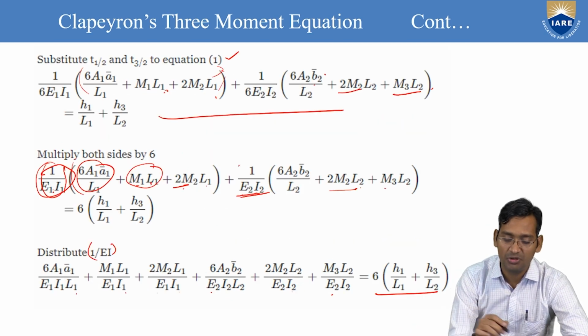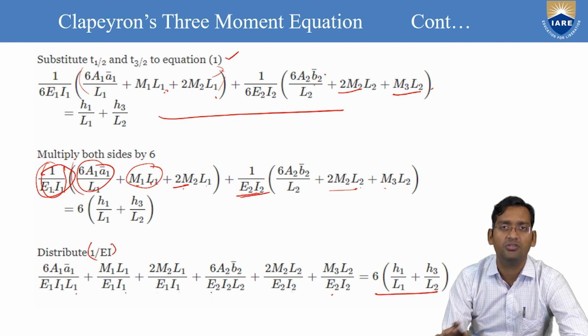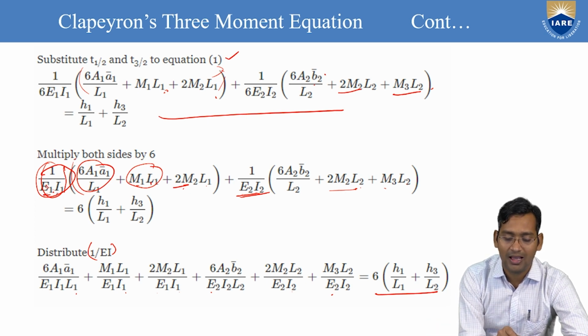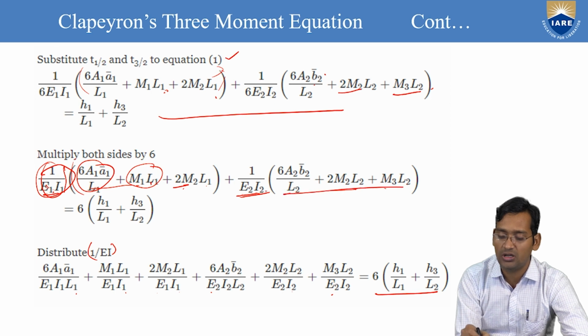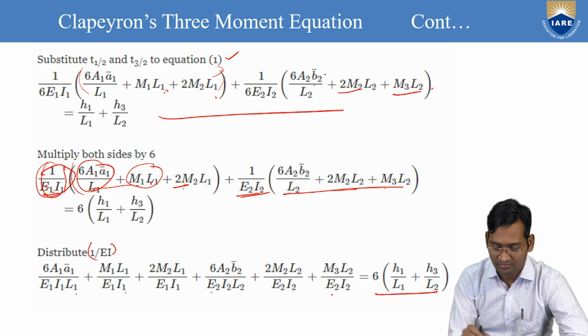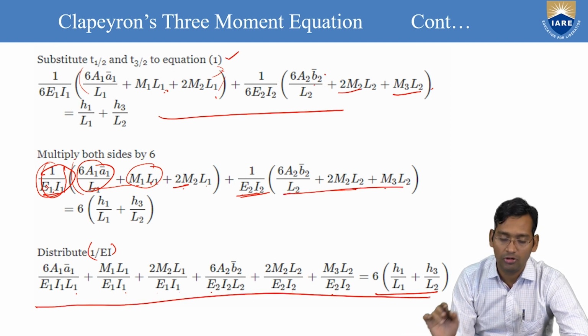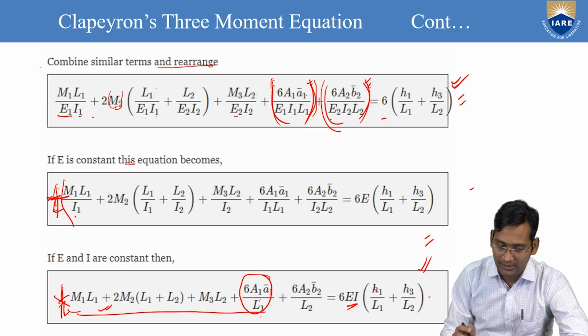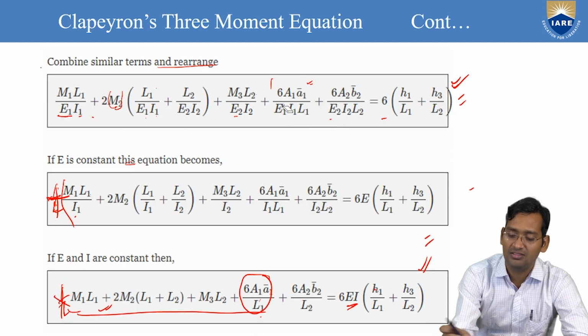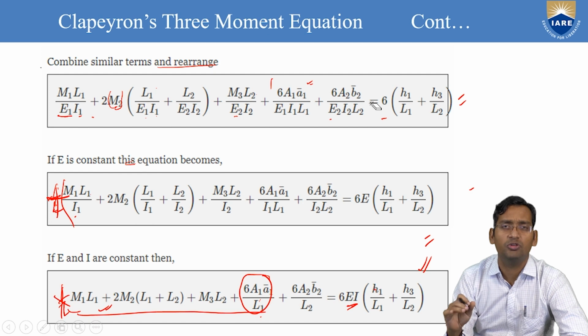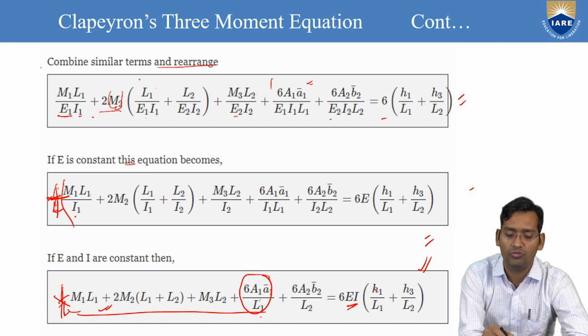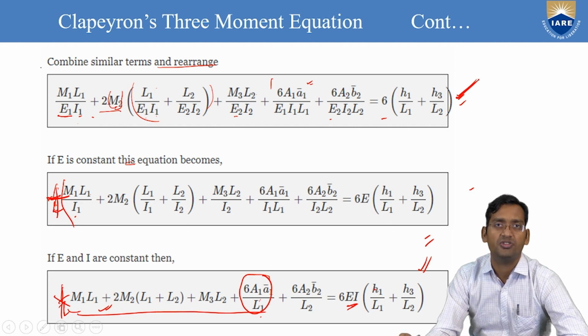Now, these are just simplifications. Just multiply by 6. Then multiply by EI inside, and here with these two terms, E2 I2. After multiplying overall, we got this one. Next, just combine similar terms and rearrange, taking whatever you can as common. So here, like 2M2, we can take as common from these two. So finally, this will be the equation.